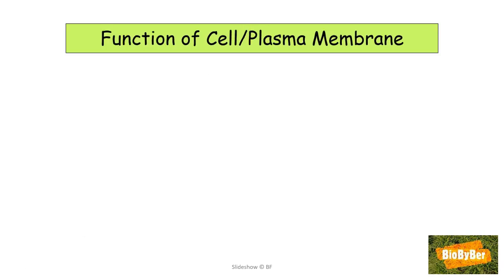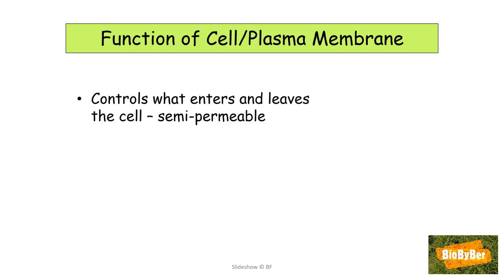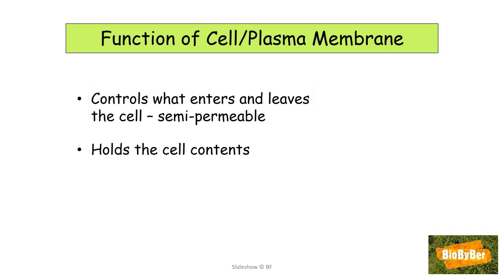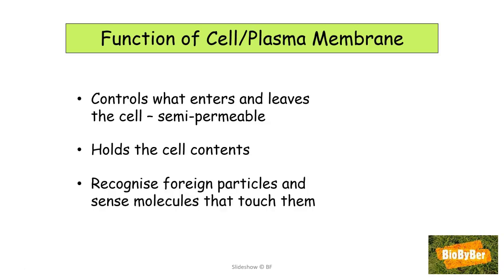What's the function of the cell membrane, also called the plasma membrane? Well, as we've said before, the cell membrane controls what enters and leaves the cell. This is absolutely vitally important. You must understand that cell membranes are semi-permeable. The cell membrane helps to hold the cell contents. It acts like a plastic bag holding watery jelly. Sometimes the cell membrane can recognize foreign particles or sense molecules that touch them. But we won't lose any sleep over this function.